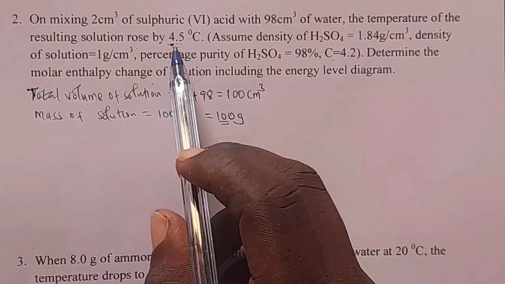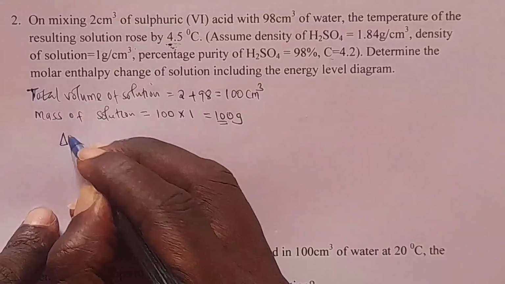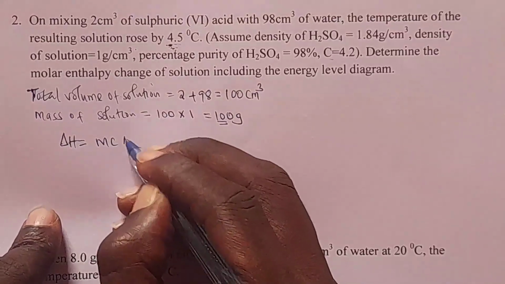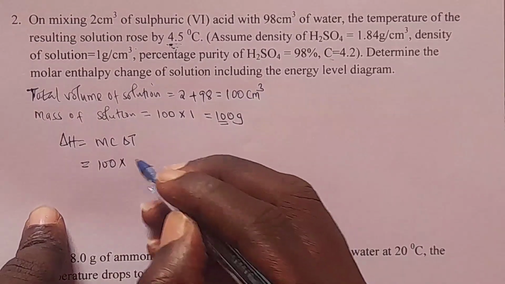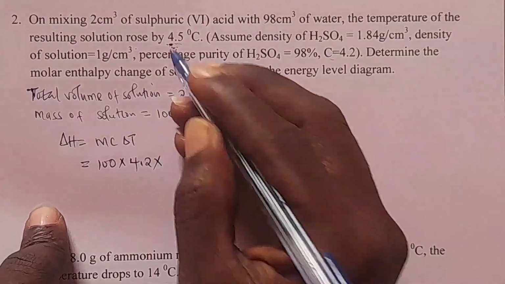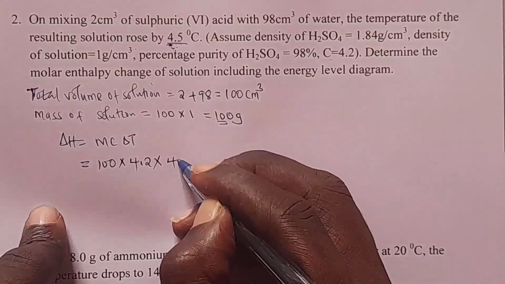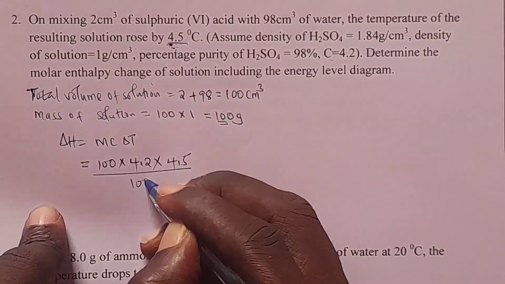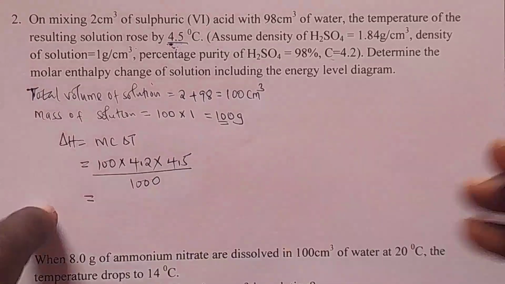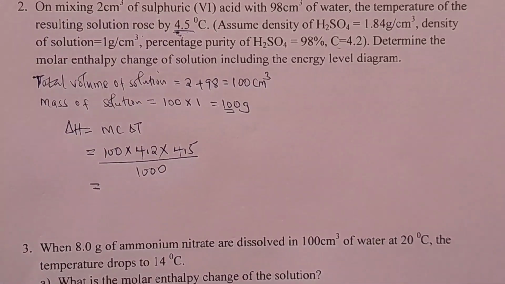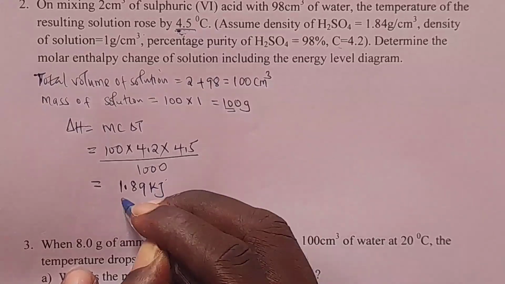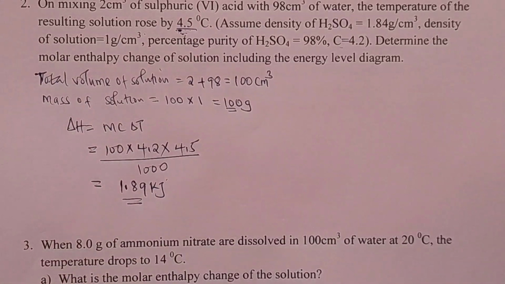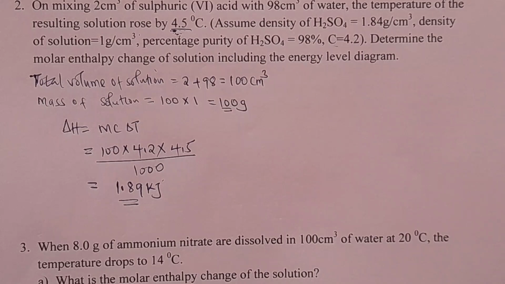The temperature change is 4.5. So we can go directly to the formula. Enthalpy change is given by mcΔT. In our case, our m is 100 times our c is 4.2, then our temperature change is 4.5 given there. So 4.5, divided by 1000 so that we convert our enthalpy change into kilojoules. In doing so, we are going to get 1.89 kilojoules. Next step, we are supposed to get the number of moles of this sulfuric acid.